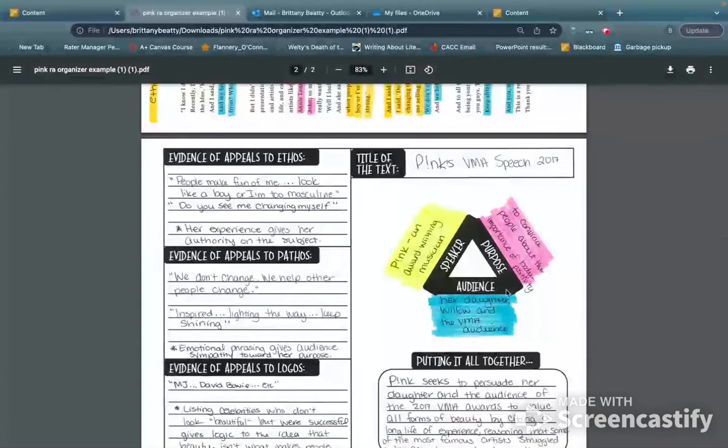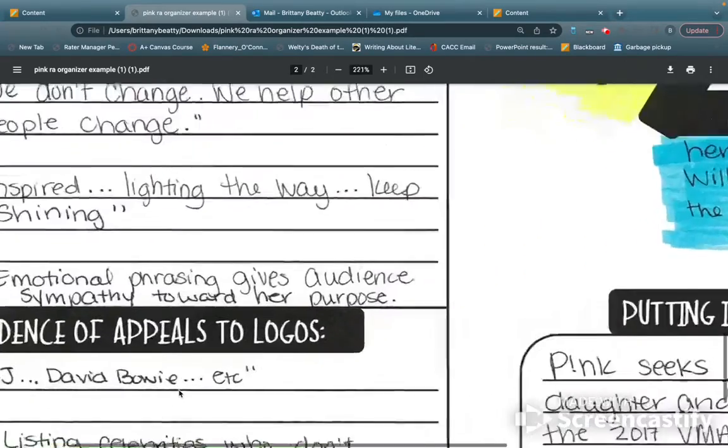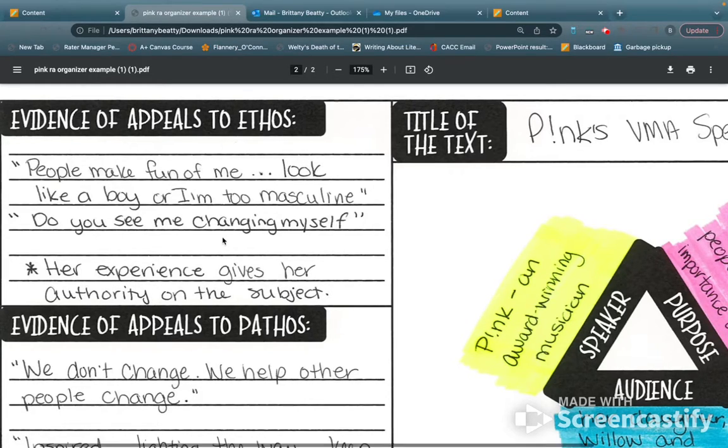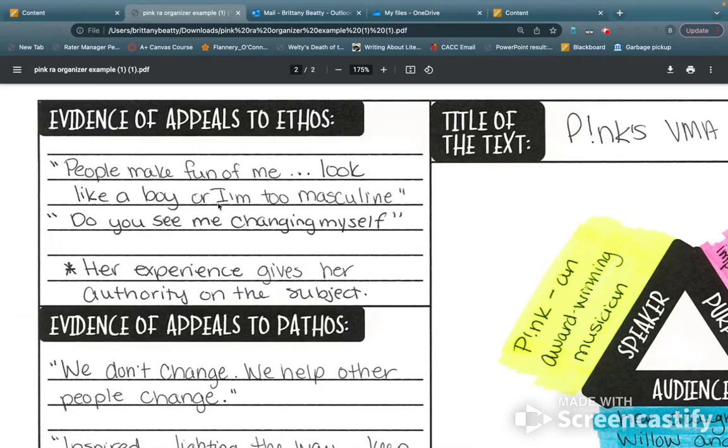The reason that this triangle is important is that it's going to help you create your thesis statement. So after you have filled in the left side of your graphic organizer, and after you have determined this rhetorical triangle, you're going to look at your ethos, your pathos, and your logos, and try to summarize what your evidence is doing. What I mean by that is: "I have people make fun of me. I look like a boy, or I'm too masculine. Do you see me changing myself?" All right, so that's going to be our appeal to credibility.